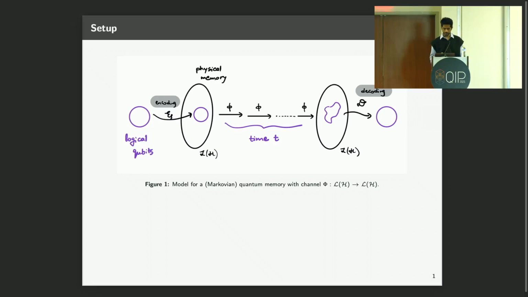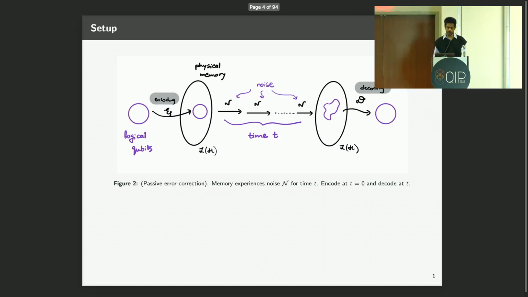And this kind of a setup encompasses 2 scenarios. The first one is the passive error correction scenario, where you just encode at t equal to 0, let the noise do its thing, it's just noise, and then you do all the recovery at the end. So this is the passive setup.